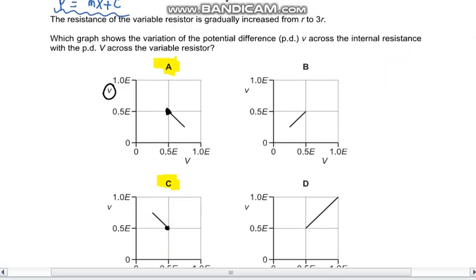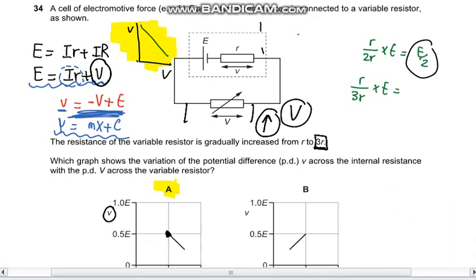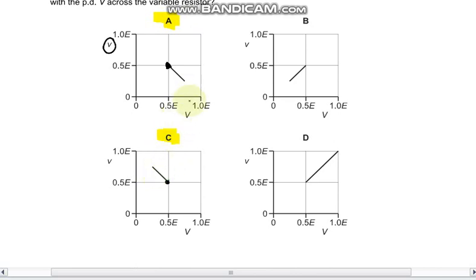When the external variable resistor is increased to 3R, the external potential difference must increase. So the value of V must increase. Considering A and C, the value on the x-axis must increase. So that is over here. Over here, the value of v is being decreased. So A is the proper answer.